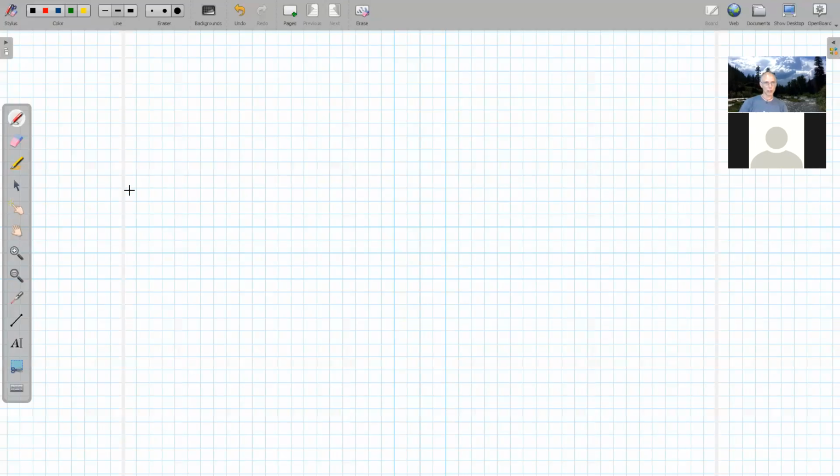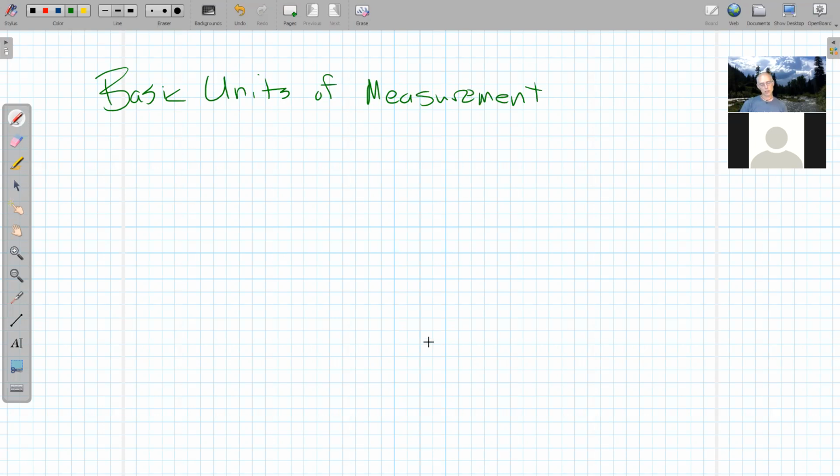So this week, we're working on basic units of measurements. And there's a few activities to do with this and a little practice. Basic units we're going to play with are length.